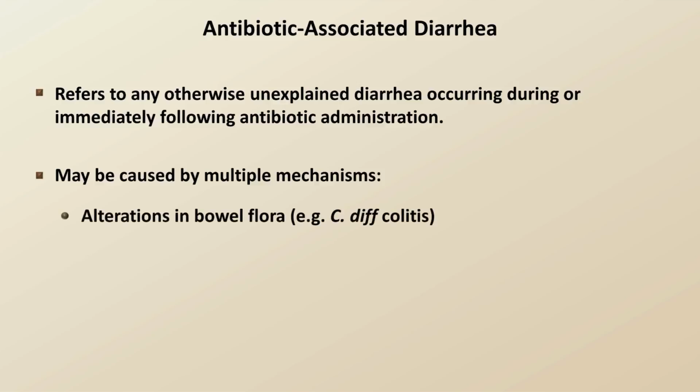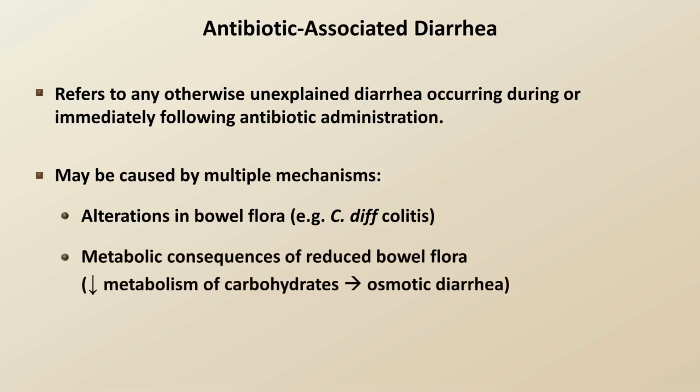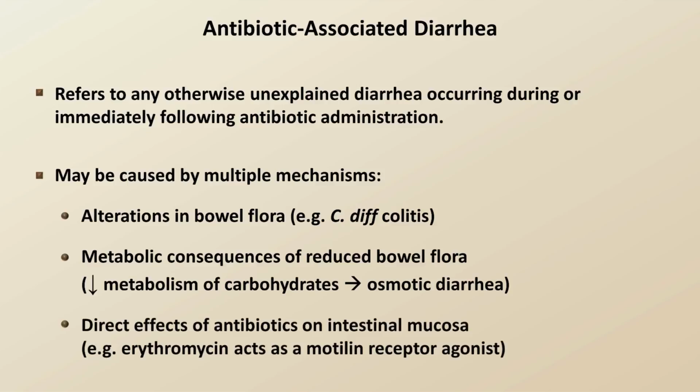Alterations in bowel flora, for example C. diff colitis. The metabolic consequences of an overall reduction in bowel flora, for example decreased metabolism of carbohydrates may lead to an osmotic diarrhea. Or finally, the direct effects of antibiotics on intestinal mucosa. For example, erythromycin acts as a motilin receptor agonist. Of these mechanisms, C. diff colitis is the most severe and the only one that usually requires direct treatment aside from cessation of the causative antibiotic.